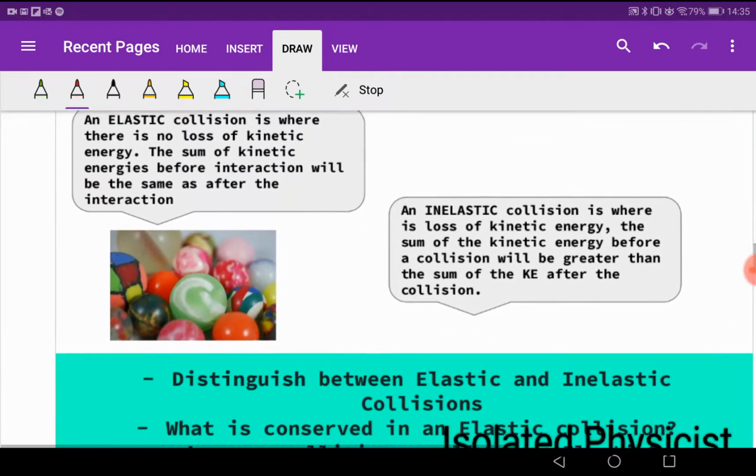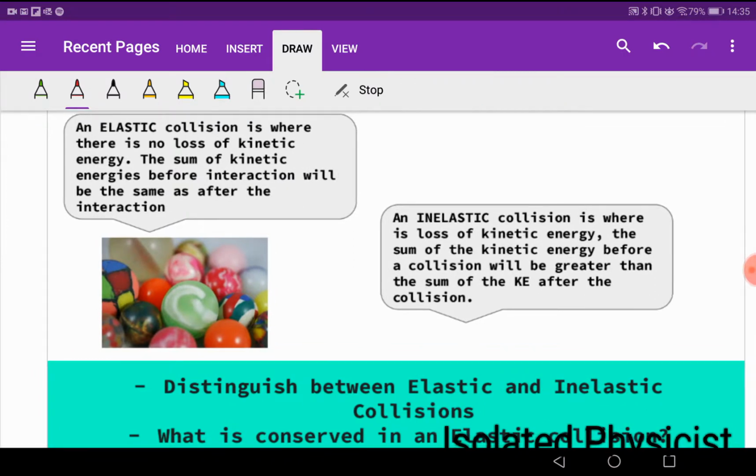Now, I need to talk about these terms elastic and inelastic collision. In an elastic collision, there is no loss of kinetic energy. So that's a key term in here, elastic and kinetic energy. An elastic collision is where there is no loss of kinetic energy, so the sum of kinetic energies before the interaction will be the same as after the interaction.